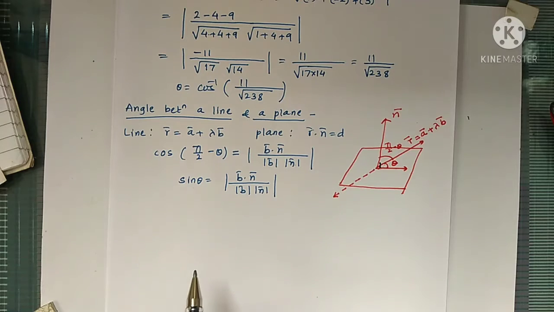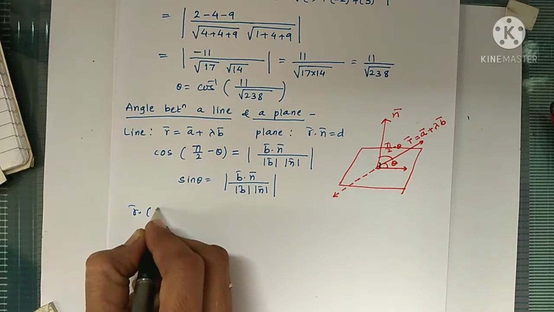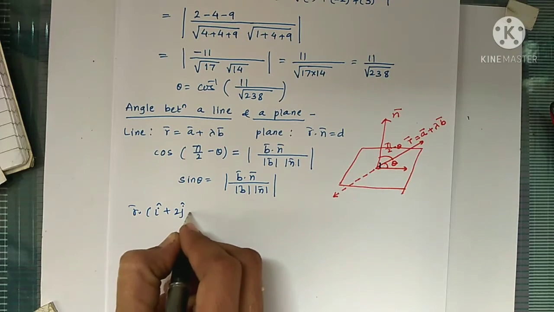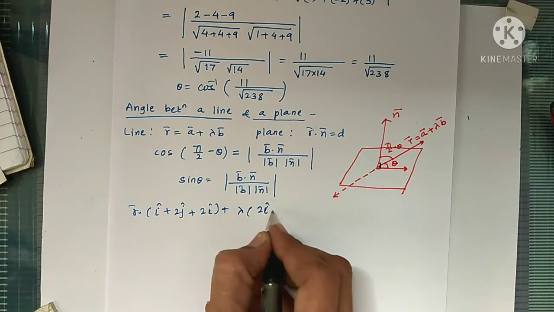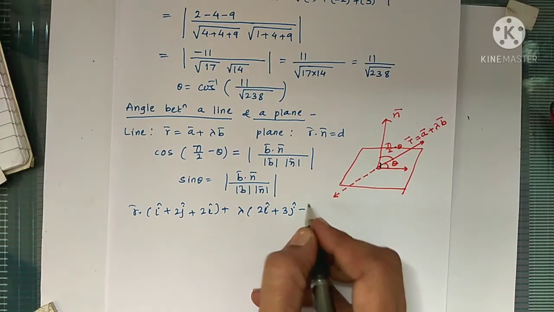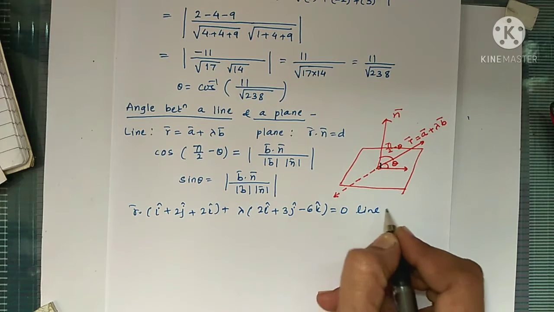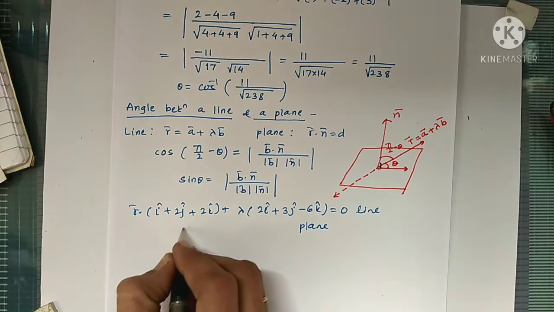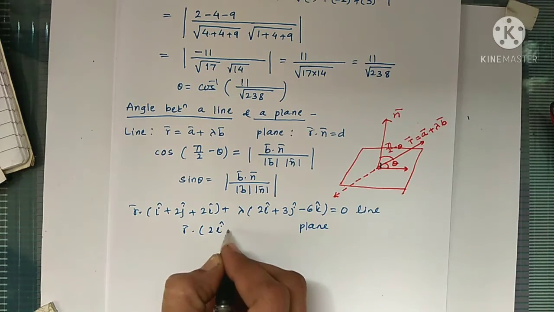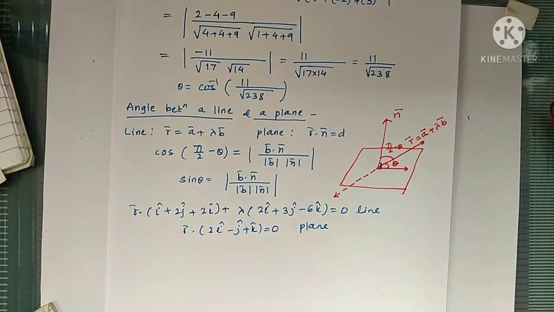Find the angle between the line r bar equals I cap plus 2 j cap plus 2 k cap plus lambda into 2 I cap plus 3 j cap minus 6 k cap. So this is the given line. And the equation of the plane given is r bar dot 2 I cap minus j cap plus k cap equals 0. So now a line is given and a plane is given.